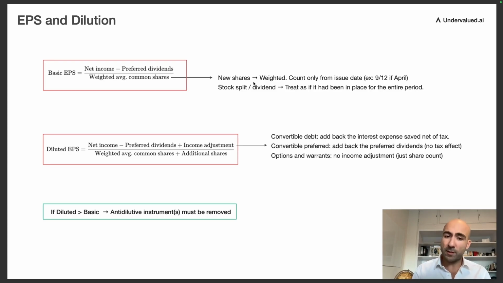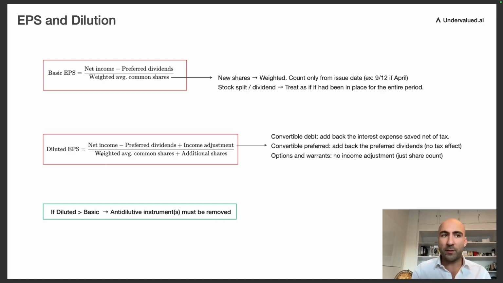But if it's a stock split or a stock dividend, even if it happened on the 25th of December, you will treat it as if it happened on the first day of the year or the period. So you will restate everything from 1st of January. Let's say it was a 2 to 1 stock split, so 1 share became 2. Then the whole year will consider that you had 2 shares and not 1 share.